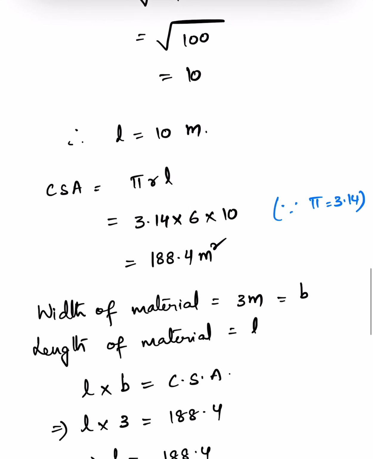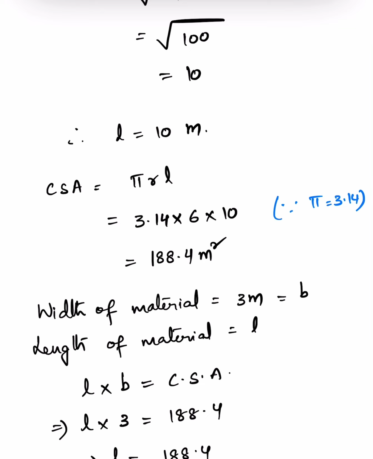CSA is pi RL. Here it is given that we have to take pi as 3.14. So 3.14 into R is 6, L is 10. So 3.14 into 6 into 10, which is 188.4 meter square. This is the total curved surface area.